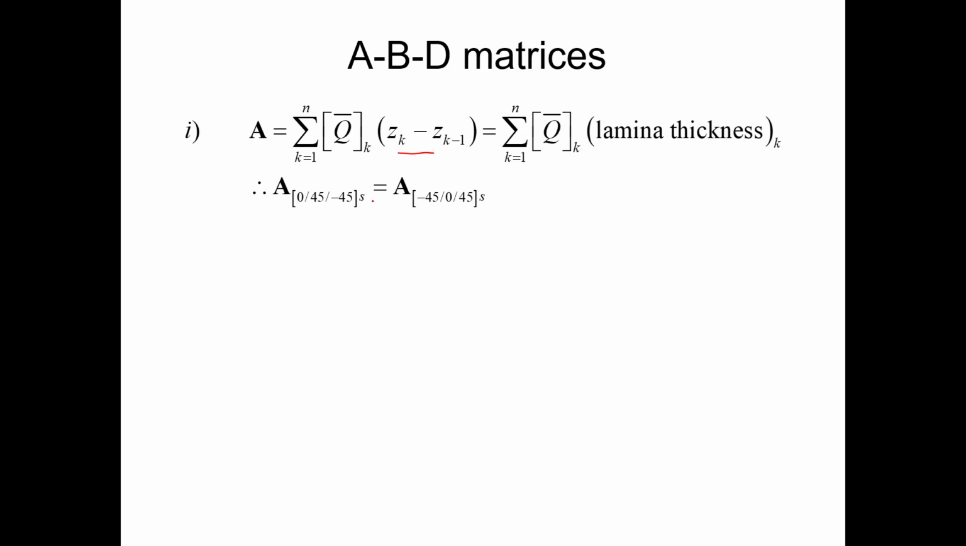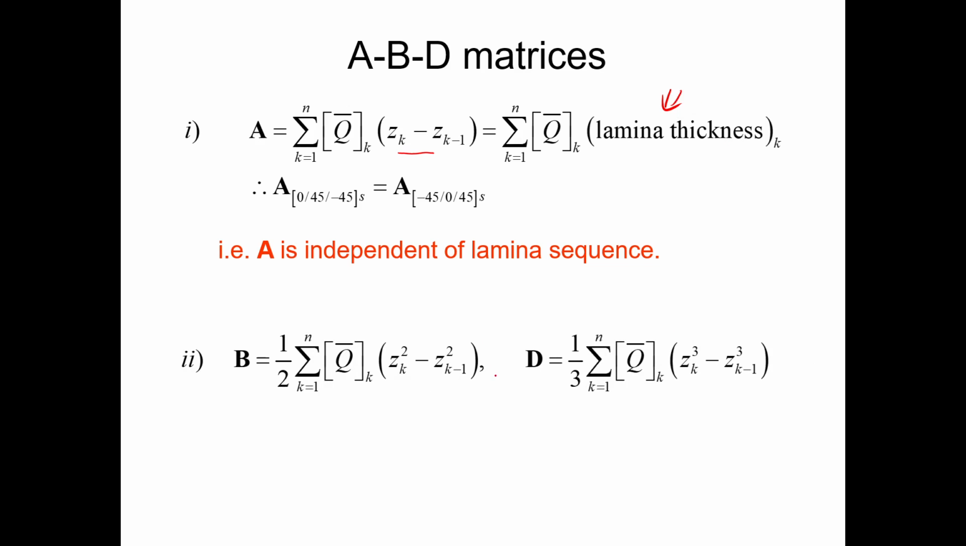In that case, you can try to do something here. If you have 0, 45, and minus 45, symmetric, what will happen? Essentially, for the A matrix, if you just swap the layout, 45 degree, 0, 45, symmetric, it won't change the A. A is independent of laminar sequence. Whatever you put there, the A will still be the same, because unless you change the laminar thickness, it's the same. Let's look at B and D.